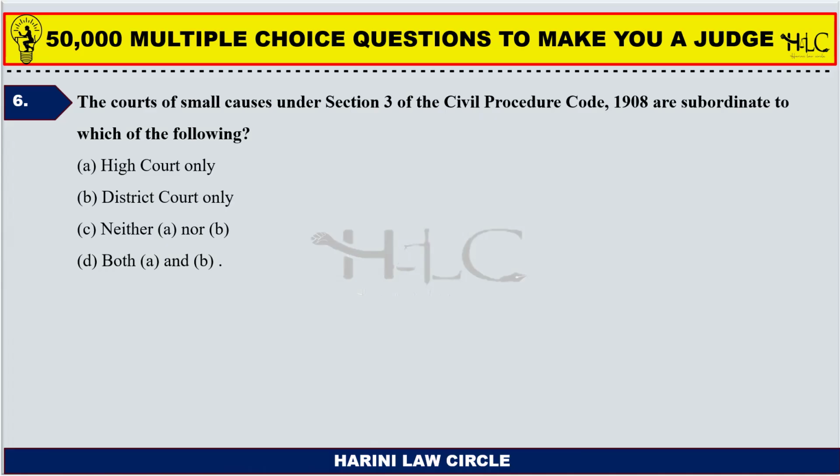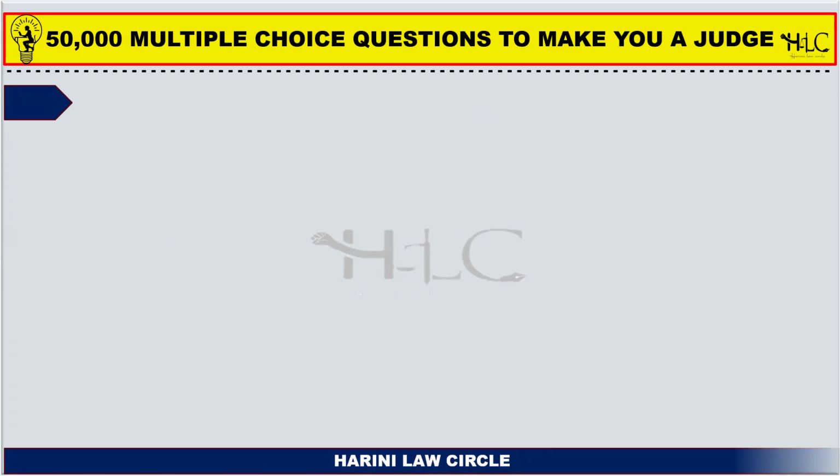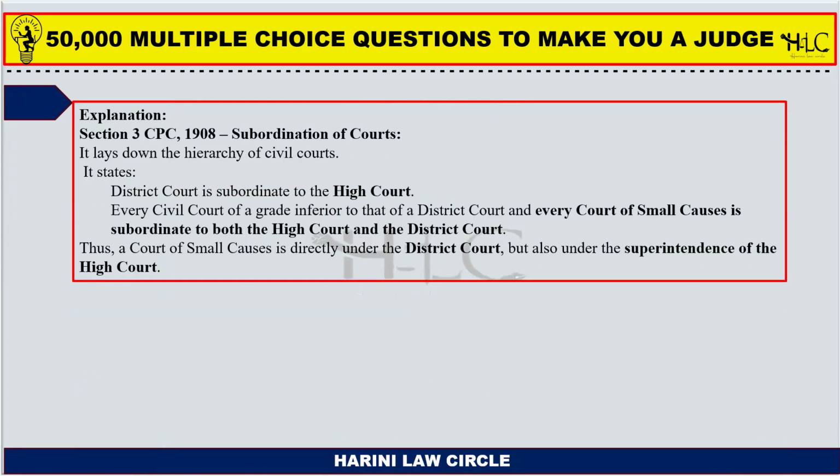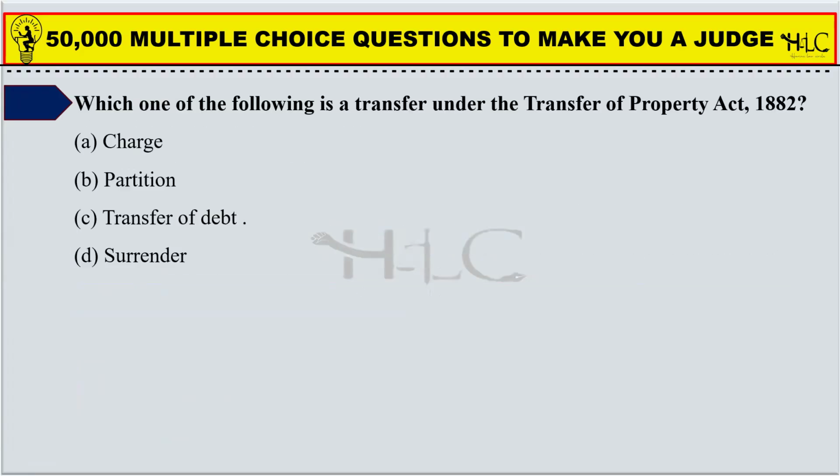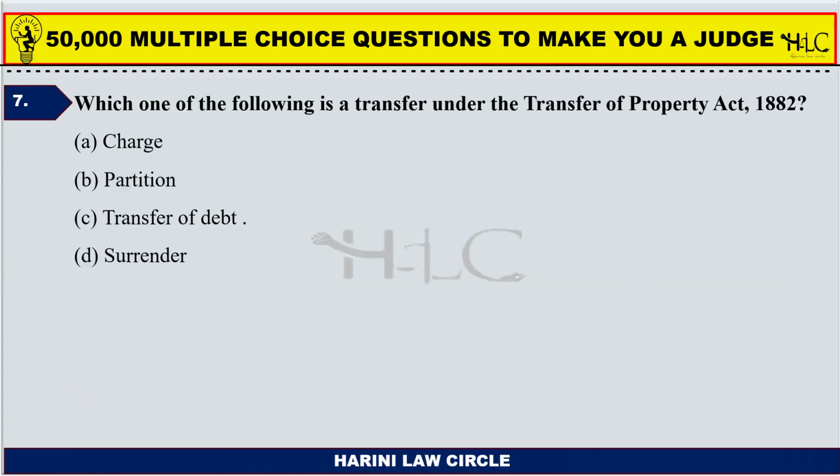So we know that the courts of small causes are the lowest grade of courts in India, and these courts are mentioned under Section 3. It also mentions that these courts are subordinate to the High Court and the District Court. Okay, so both A and B are correct answers to this question. So have a read of it. Moving to the seventh question.